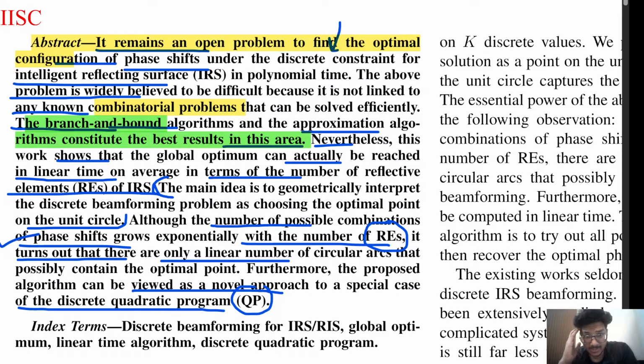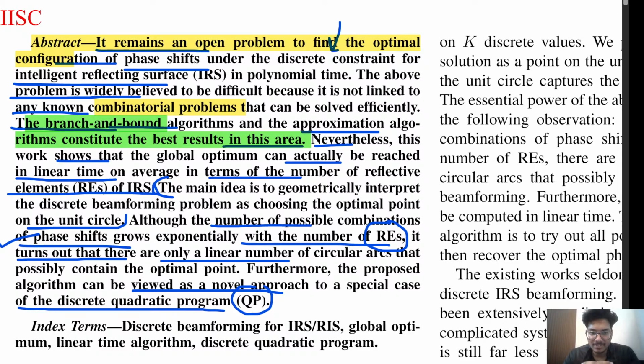Okay, so as we studied in the abstract in the earlier lecture, it basically gives an idea that our reflective intelligent reflective surface has a discrete phase shift constraint. So our problem is believed to be difficult because it is not linked with any combinatorial problem. If it were related to a combinatorial problem, we could solve it efficiently. There are two algorithms, the branch and bound algorithm and the approximation algorithm, which constitute the best results in this area.